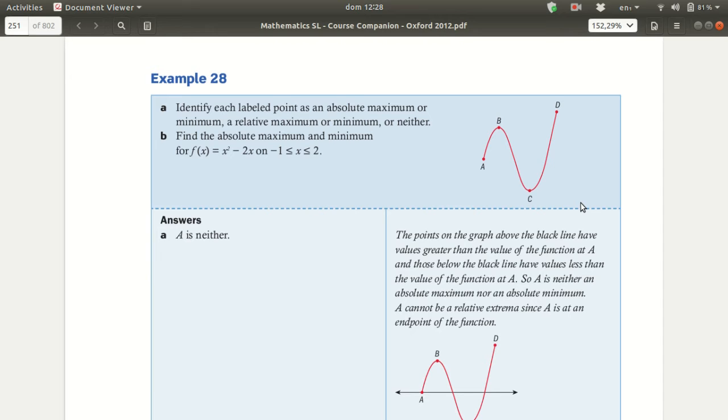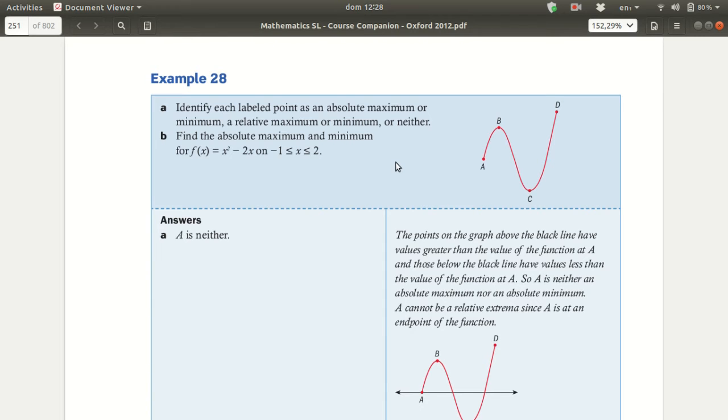Find the absolute maximum or minimum for f of x equals x squared minus 2x on the interval from x greater than or equal to -1 and less than or equal to 2. So we have to look at only this domain. Okay, the way to find the absolute maximums or minimums is to analyze the critical points and to determine if the critical point is a maximum or a minimum, and then compare them to the endpoints. Okay, the endpoints are going to be the only other points where we have absolute maximums or minimums.